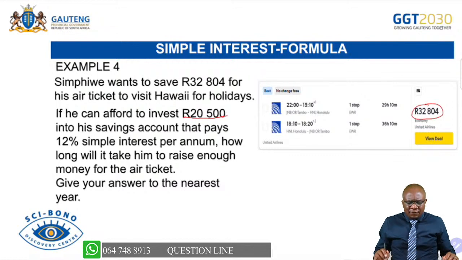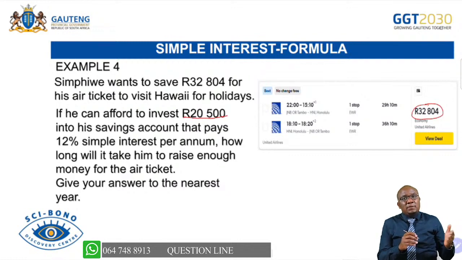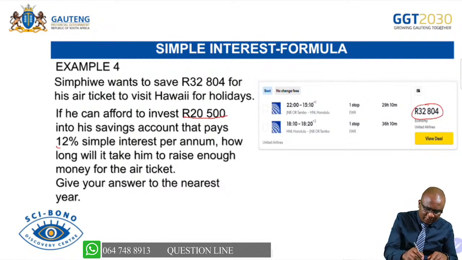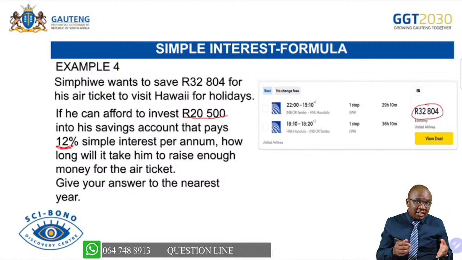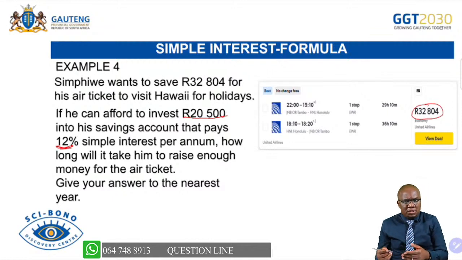Right. The question is about interest rate. What is the interest rate? We say that the interest rate is the percentage, like 12%. This is the interest rate. It's a percentage. 12% of what? Of what is invested. That's the percentage. Or 12% of what? Of what is borrowed.